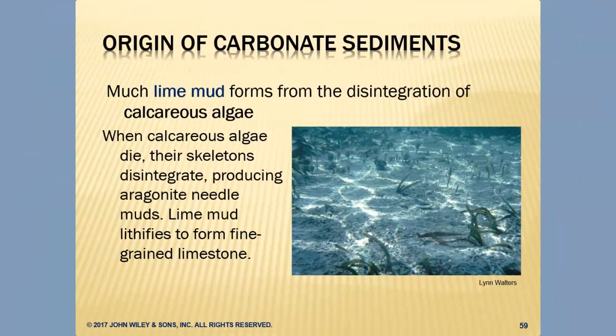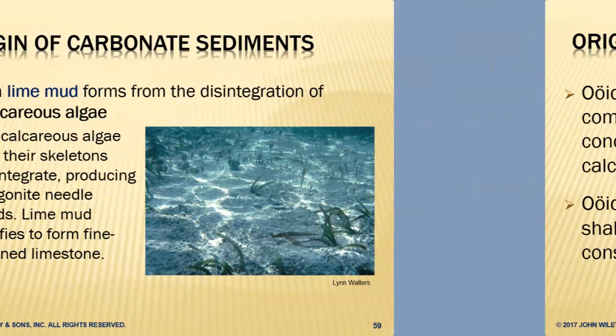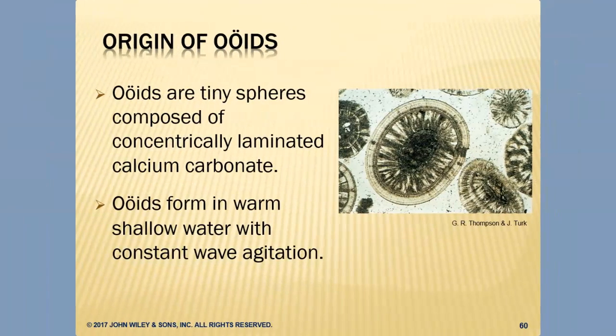Lime mud often forms from the disintegration of calcareous algae. That's algae with calcium carbonate in their exoskeletons. When those little algae die, their skeletons disintegrate in the water, producing an aragonite mud. This lime mud will lithify to form a fine-grained limestone. Here's a cool type of carbonate sediment. They're called ooids. Now, ooids are tiny spheres composed of concentrically laminated calcium carbonate, like you see in this picture here. These ooids form in warm, shallow water with constant wave agitation.